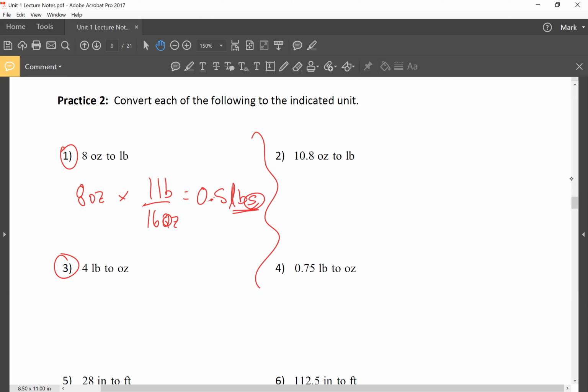Okay, so let's do number 3. 4 pounds, 2 ounces. Well, I'm trying to convert to ounces, so I put the ounces on the top. This is again a review of what's called dimensional analysis or a conversion factor like we did in chemistry and Math 1700. I'm just trying to cancel my units here. So 4 times 16, what's that? 40, 64 ounces.